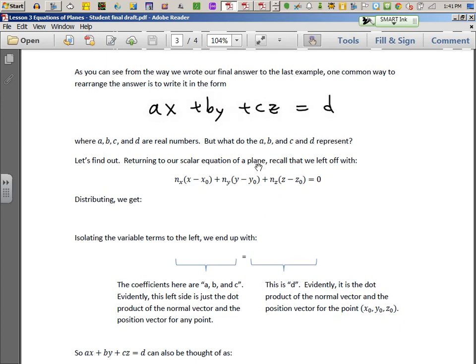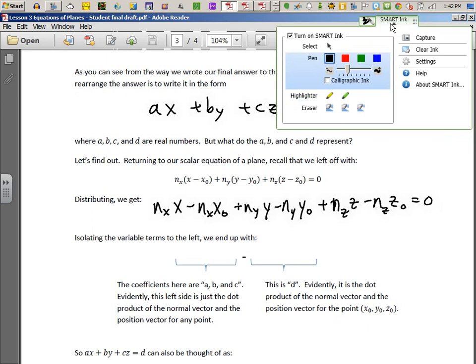Where A, B, C, and D are real numbers. But what does A, B, and C mean? And what does D mean? Let's find out. So returning to the scalar equation of a plane, you can see that if you distribute this, you get n_x x minus n_x x_0 plus n_y y minus n_y y_0 plus n_z z minus n_z z_0 equals 0.